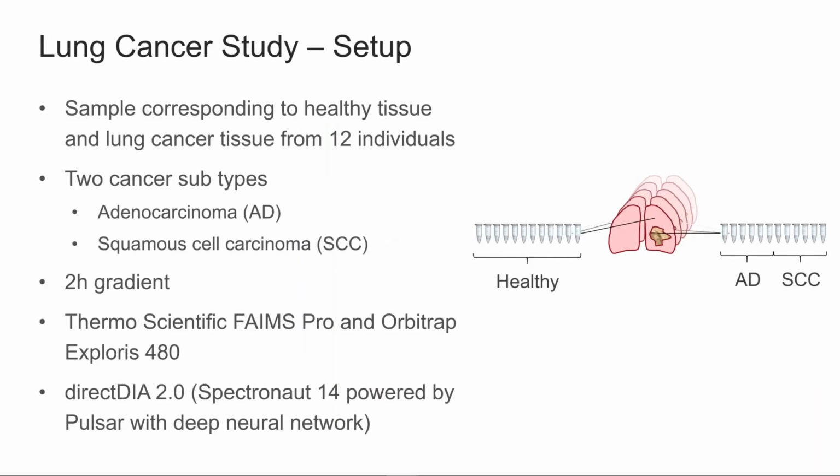Next, we wanted to see how this workflow performs in a real-life experiment. And for this, we took a lung cancer study. These samples were derived from 12 individuals with lung cancer. These were 12 times healthy tissue as well as 12 times lung cancer tissue. There were also 2 cancer subtypes in this study. And we acquired the runs on a similar setup as described before, with two-hour gradients now. And on the next slide, I'm going to show you the ID breakdown.